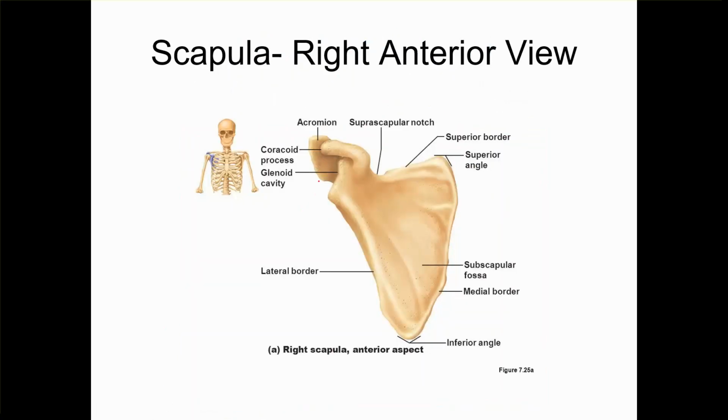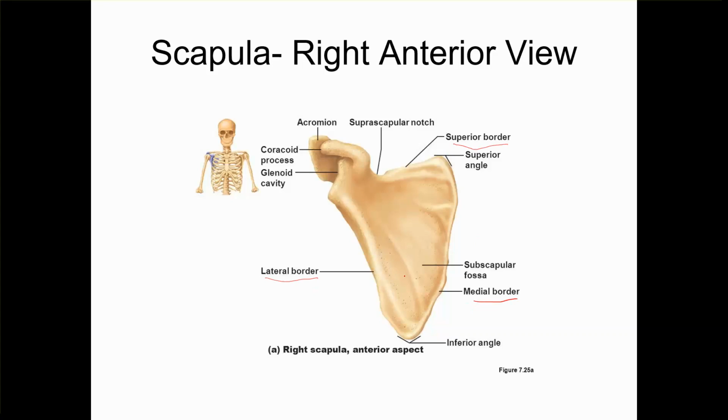Now coming to the scapula. The scapula has many features. It is a flat and irregular bone. It has 3 borders. You can see the borders: this is called the lateral border, this is called the medial border, and this is called the superior border.